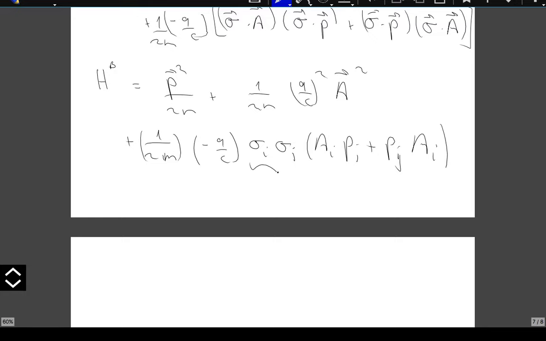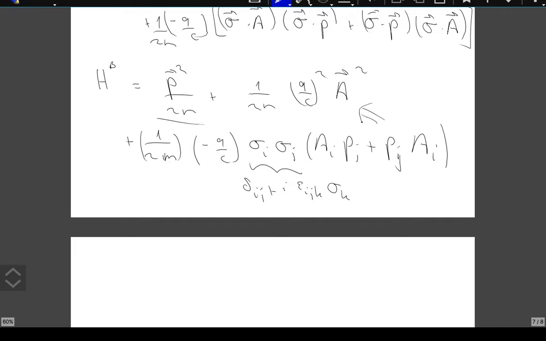Well, I had already calculated that sigma_i sigma_j is nothing but the Kronecker delta ij plus i epsilon_ijk sigma_k. Now the first term doesn't refer to spin, whether my particle has a spin or not. That is exactly the same Hamiltonian.